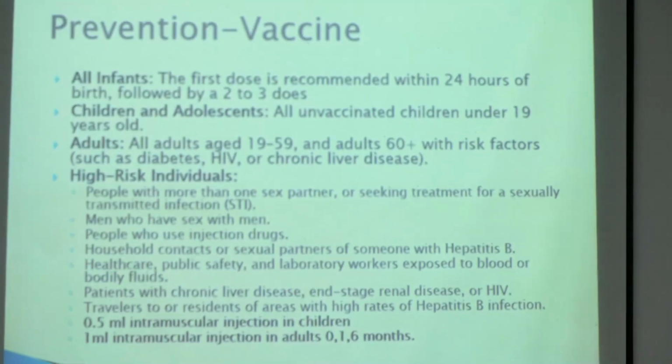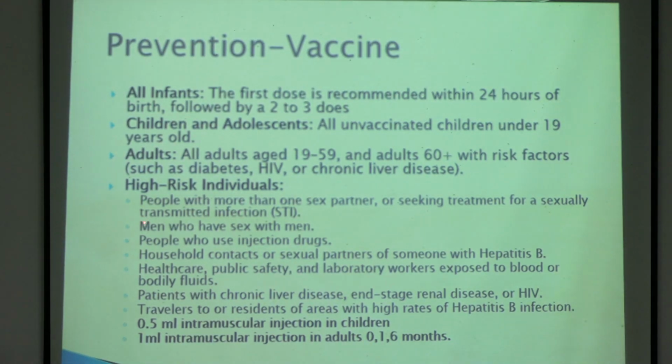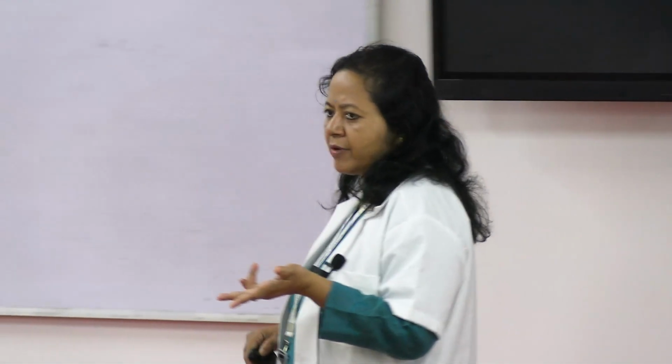prevention, which is vaccination. I already talked a lot about it. For all infants, at birth, 3 doses are given. Then children, adolescents, adults, and high-risk individuals. This is the list of high-risk individuals. The dose is 0.5 ml intramuscular injection in children and 1 ml intramuscular injection in adults. You have 0, 1 and 6. 0 means today if you start a vaccine, after 1 month you have to give another dose, and after 6 months you have to give another dose. So these are the doses for us.